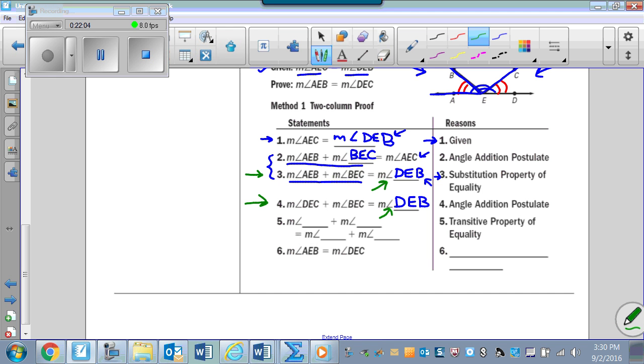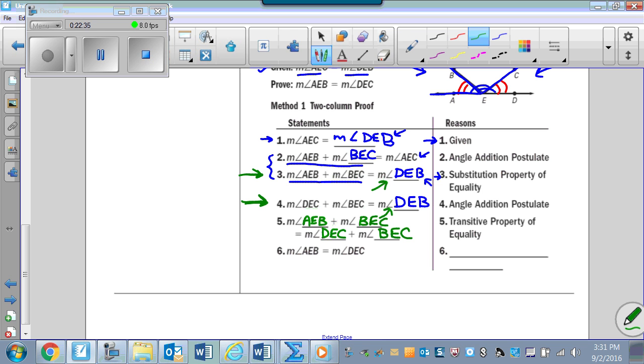So I'm just going to fill this in from statement 3, the measure of angle AEB plus the measure of angle BEC. I'm getting this right from statement 3 right there. And that's going to be equal to the left side of number 4, equals the measure of angle DEC plus the measure of angle BEC. So I just used the transitive property there like they told me to.